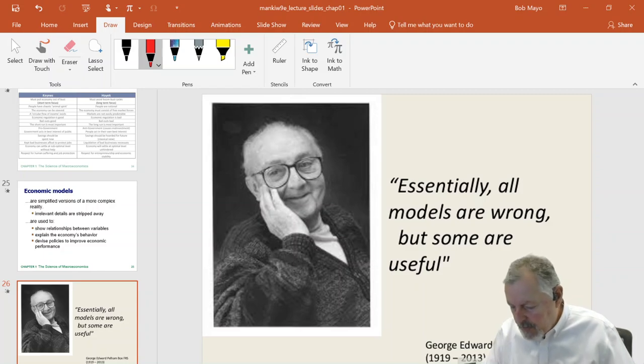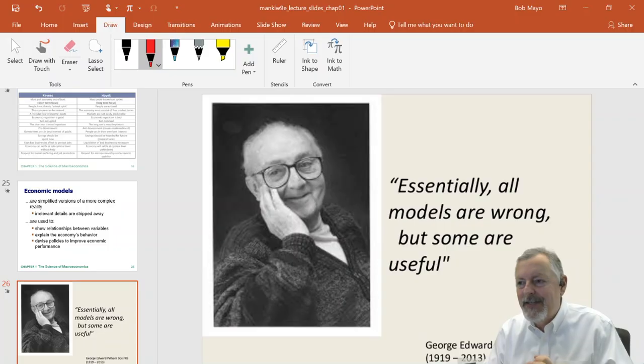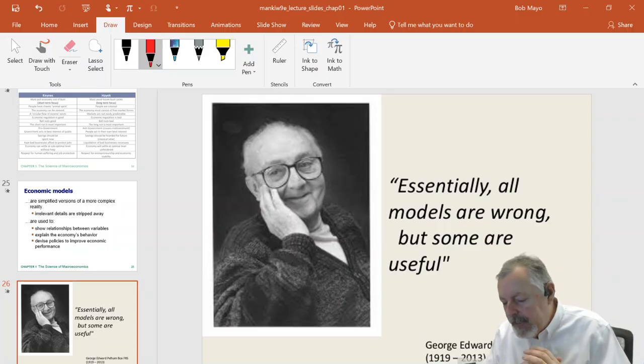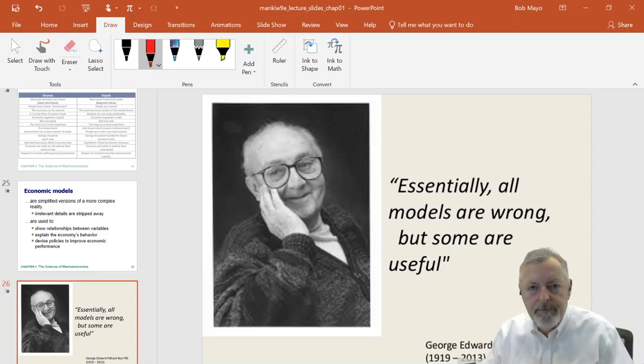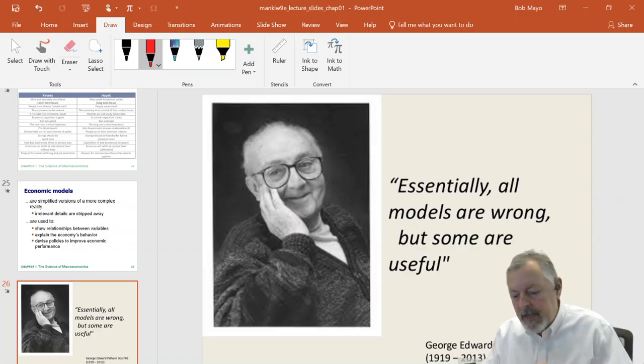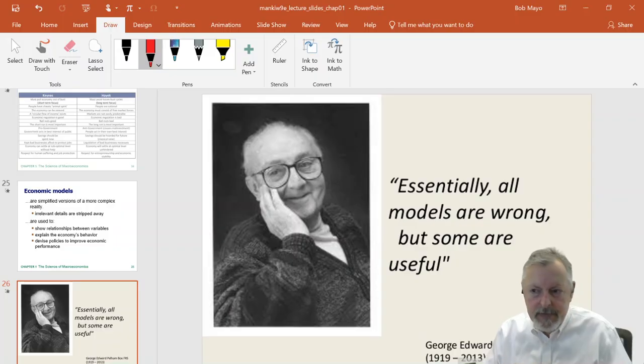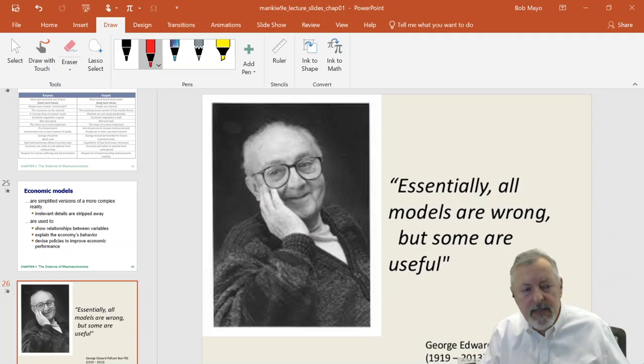George Box, one of the greatest statisticians of the 20th century. I love this picture. He looks like such a happy guy. He said, all models are wrong, but some are useful. He's right. All models are wrong because they have to be. Wrong in that a model will not include all the complexity of the system that it's modeling. That's a feature, not a bug.